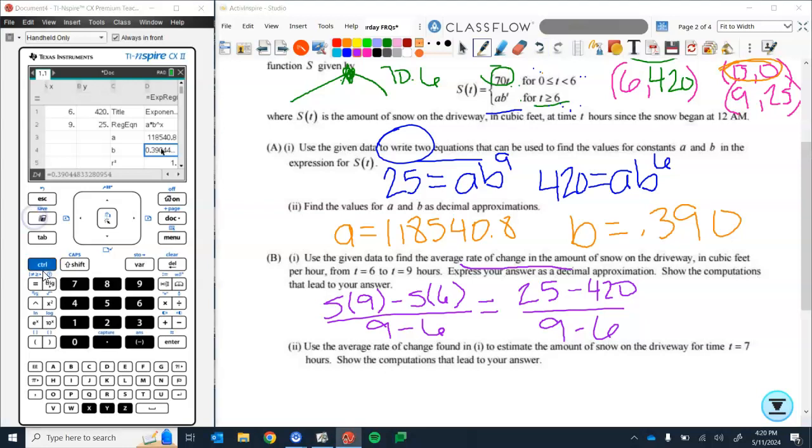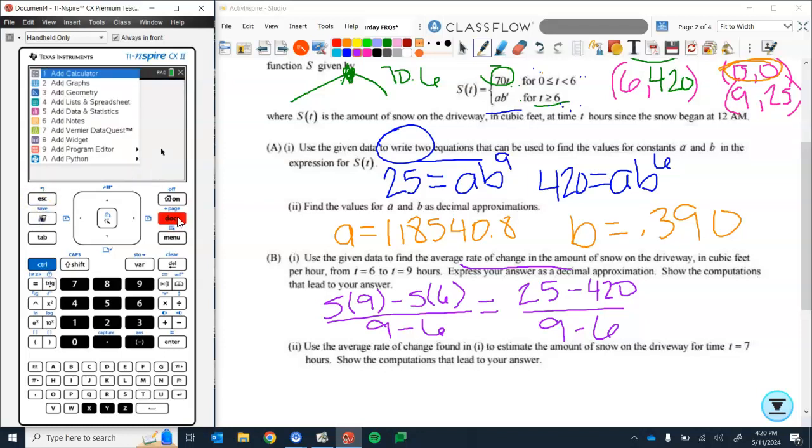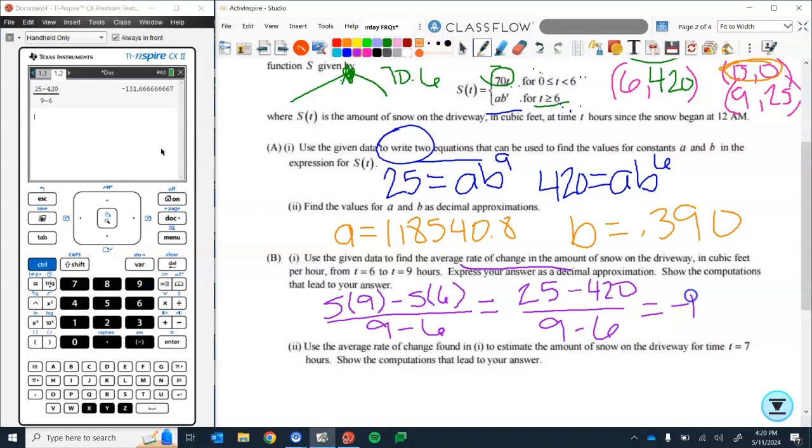So control, add a page. Nope, that's not what I wanted there. I guess I hit the wrong thing. Control doc, so add a page. I want to add a calculator. So I'm going to start with a fraction, and then I'm going to put 25 minus 420 over 9 minus 6. Boom. So I get negative 131.666, or 667. That's my answer.